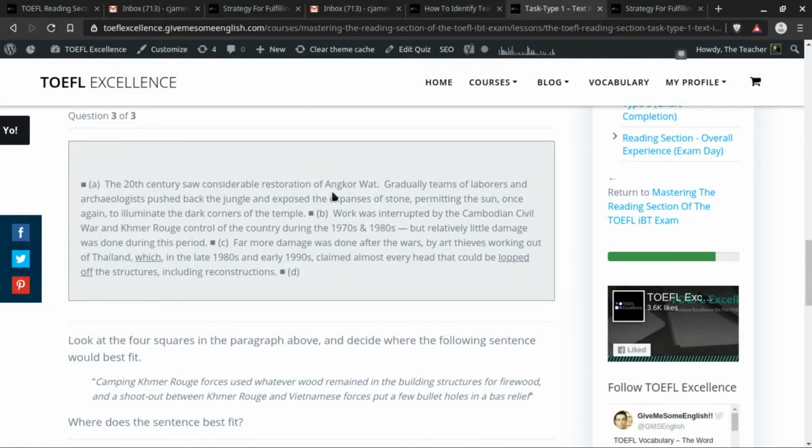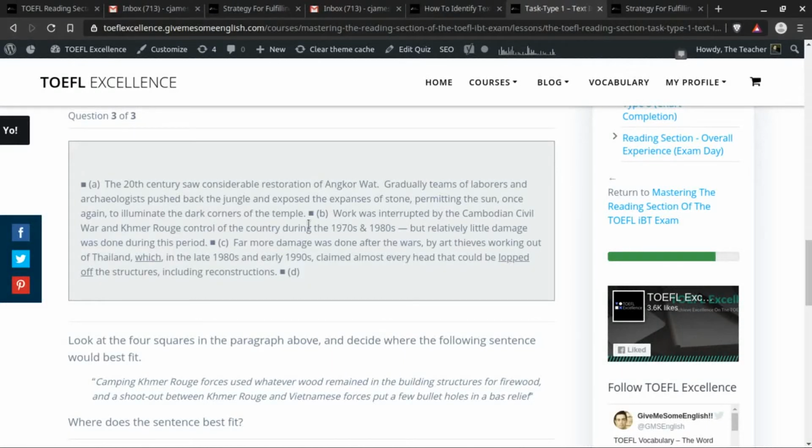All right, 20th century, considerable restoration, Angkor Wat, teams of laborers, archaeologists push back jungle, permitting sun to dark corners of the temple. Okay, so there's nothing in this first sentence that relates to here, so we know it's not going to go there. Work was interrupted by Cambodian civil war and Khmer Rouge control. Okay, here we see Khmer Rouge. Now, here, there's no adjective to describe which types of Khmer Rouge, so we know that the sentence is not going to go there. It has to go after this sentence.